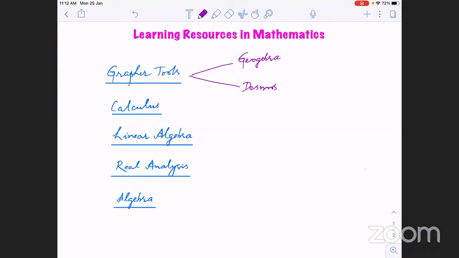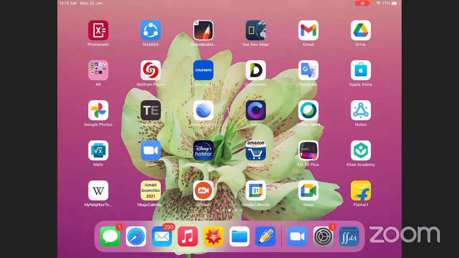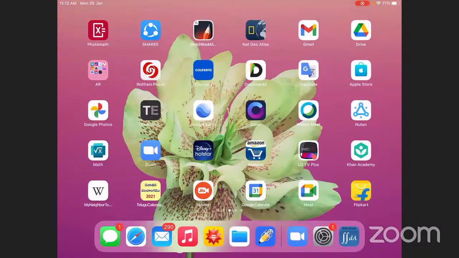In addition to these two tools, whoever has smartphones or desktops, every system is provided with some kind of grapher tool. And if I take an iPad-like thing, it has its own grapher tool, which is a more advanced one. But these two are very free tools, which can be downloaded from the internet. They are going to provide you a very beautiful connection between algebra and geometry. Because GeoGebra is familiar to most people, let me go through Desmos, the Desmos graphing calculator. I want to show you that particular grapher tool.